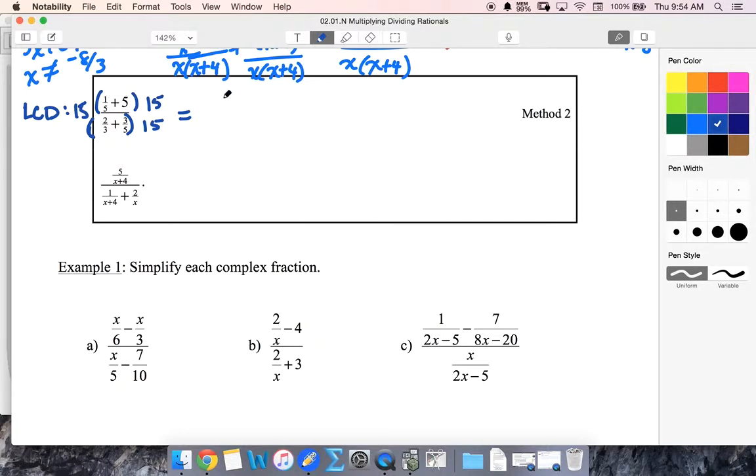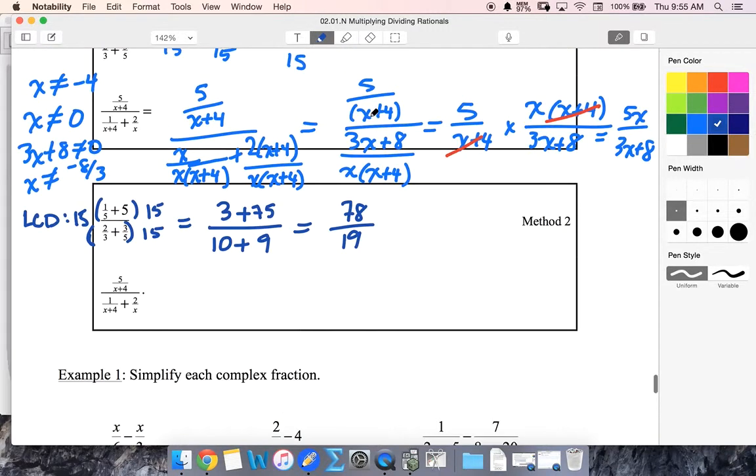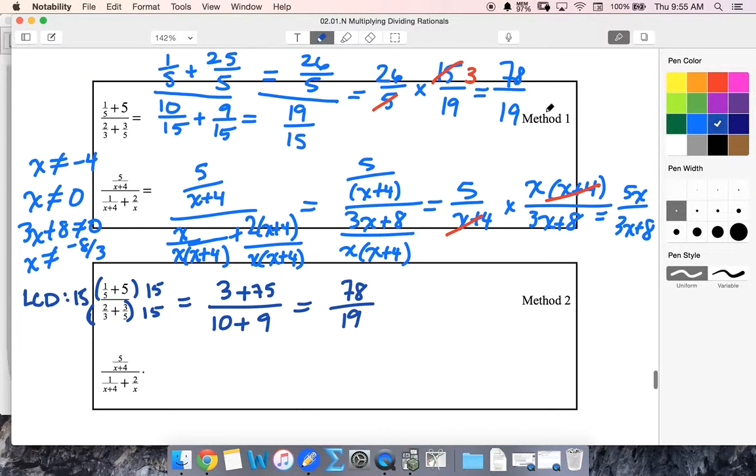1/5 of 15 is 3, plus 5 times 15 is 75. Over, when I cancel fractions, 3 goes into 15 5 times, 2 times 5 is 10. 5 goes into 15 3 times, that's 9. I end up with 78/19, which is what we ended up before. But wow, this way was so much easier.